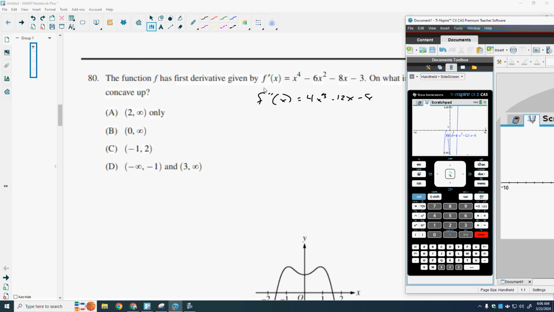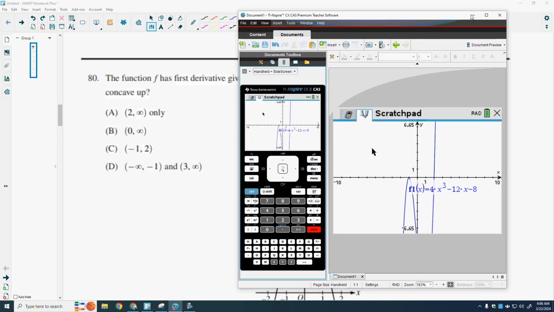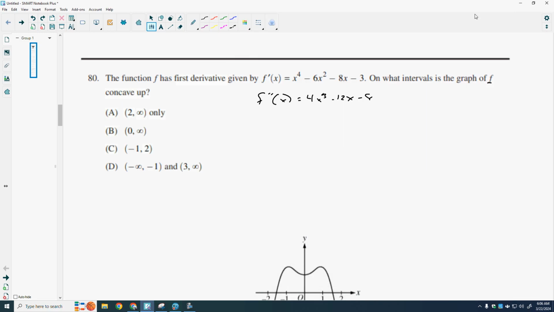So the function f has first derivative given by this. On what intervals is it concave up? This is my second derivative. Concave up is where my second derivative is positive. Where is it positive? From 2 to infinity only. It's negative down here. It never switches signs here, so that's not a point of inflection. That's a point of inflection. But this is concave up over here. X equals 2 to infinity only. Letter A.